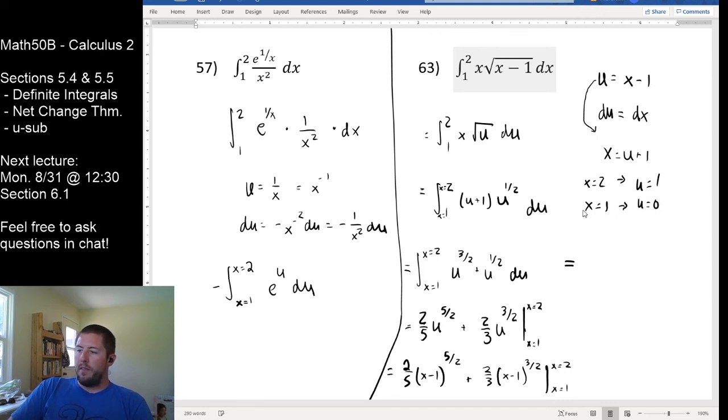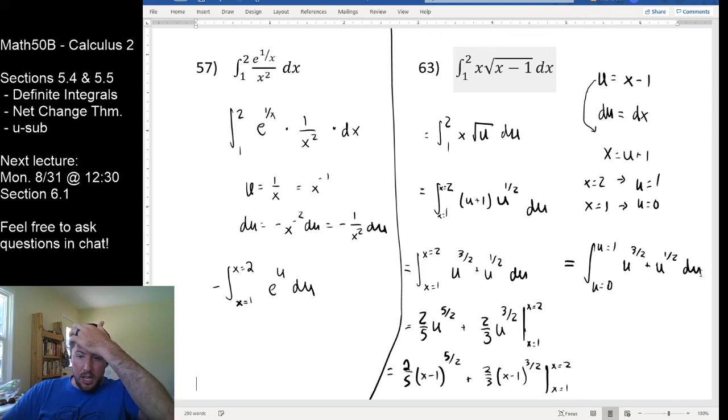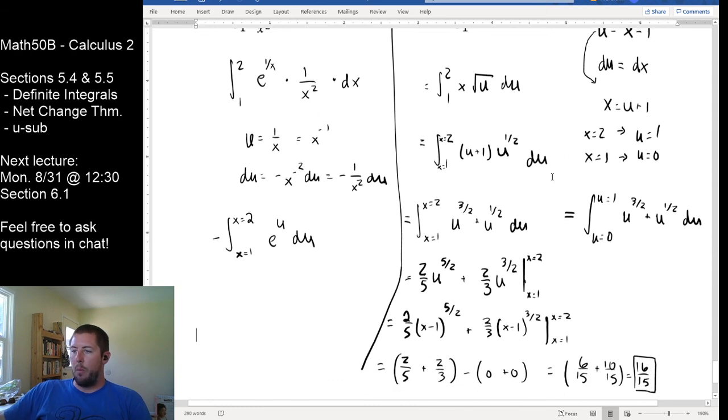So what we've done now is we've converted our bounds of integration of x into bounds of integration that are u. The integral from u equals 0 to u equals 1 of u to the 3 halves plus u to the 1 half du. So this is good. Yeah, exactly. I go back and forth. I don't always do this the exact same way.